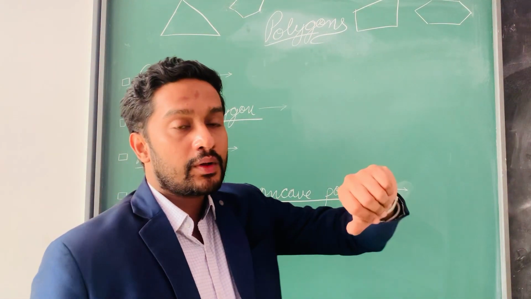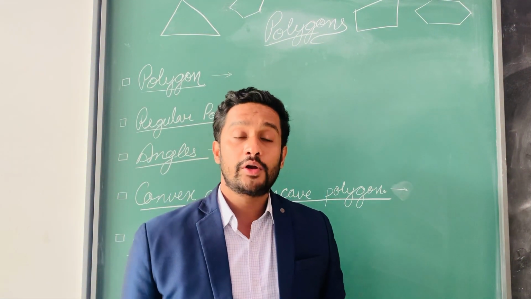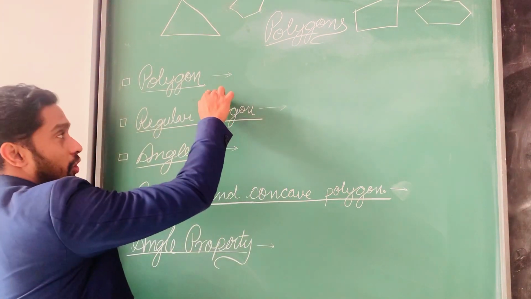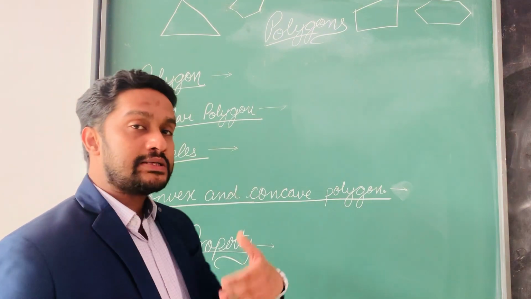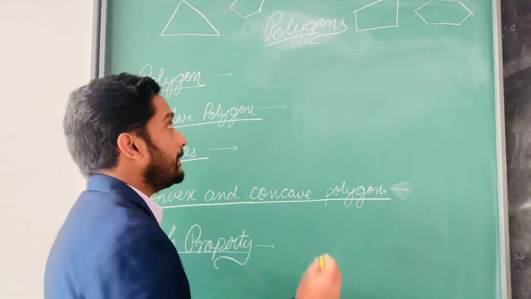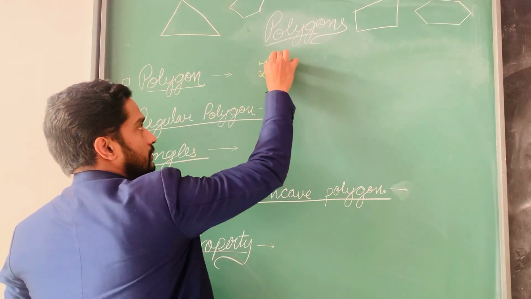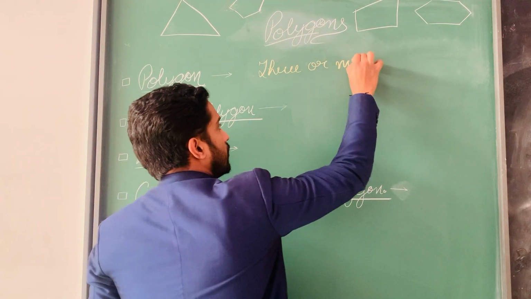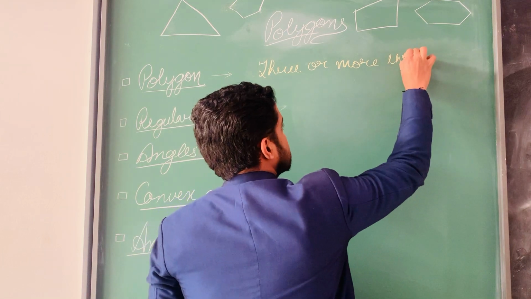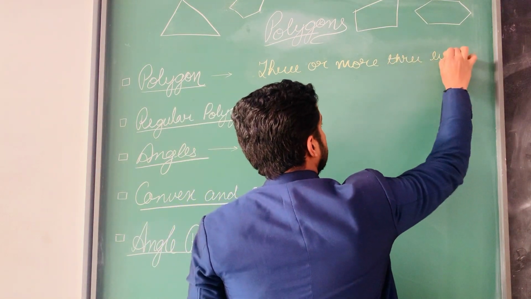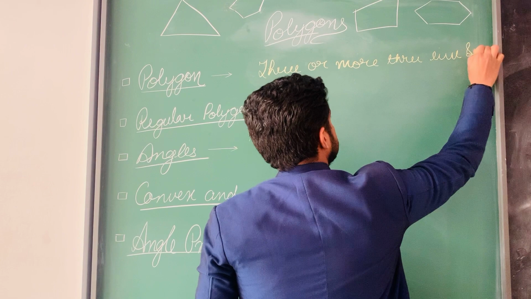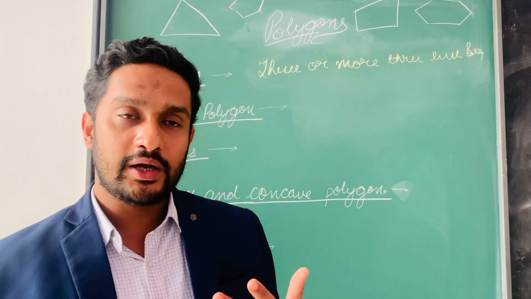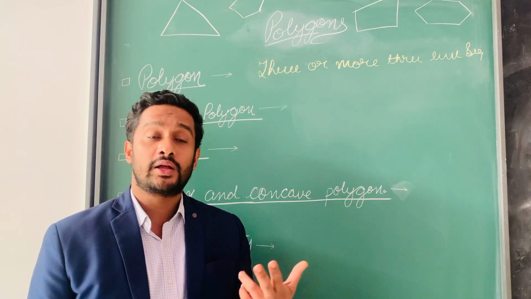What is a polygon? A polygon is a closed plane figure bounded by 3 or more than 3 line segments. A closed plane figure which is bounded by 3 or more than 3 line segments is known as a polygon. Examples are triangle and quadrilateral. In your previous classes you have studied about the triangle and the quadrilateral.